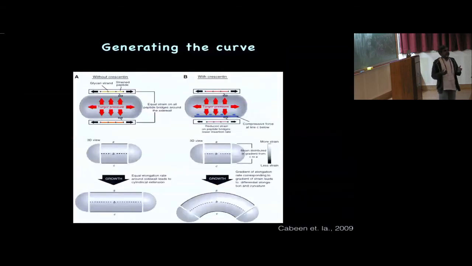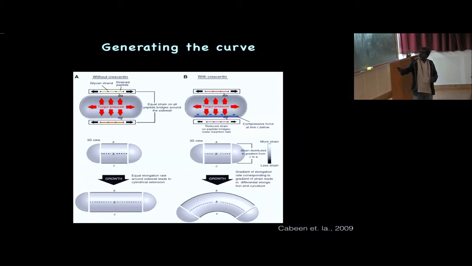Okay. So how do you get a curved structure using the same kind of system? This is the MreB that needs to interact with the earlier molecule that I showed you, crescentin, that localizes to one side of the cell. If you had crescentin localizing to one side of the cell, it somehow prevents MreB from loading on the cell wall biosynthetic machinery there completely.